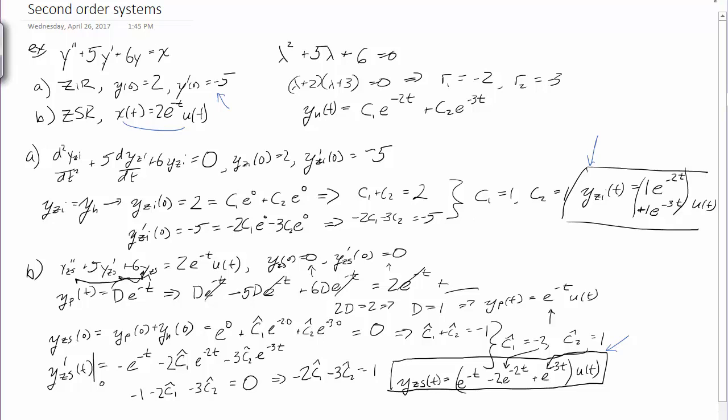If you were given a problem that was saying, here, take this diffy q, force it with a decaying exponential, and subject it to these initial conditions, you could solve this problem, and then you could solve this problem, and the total solution would be the sum of these two.